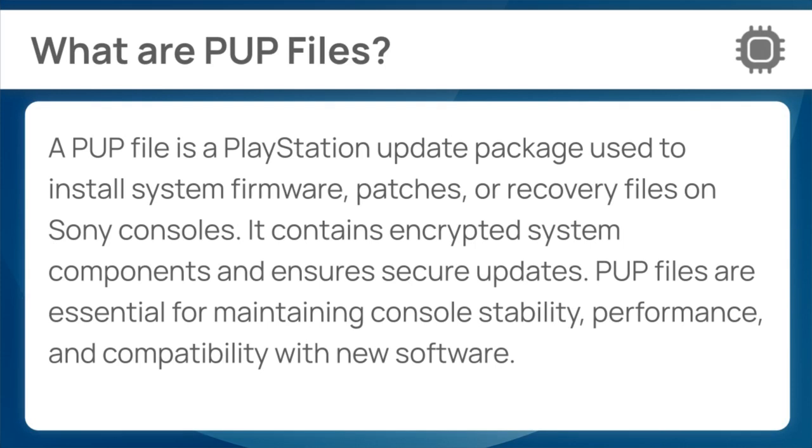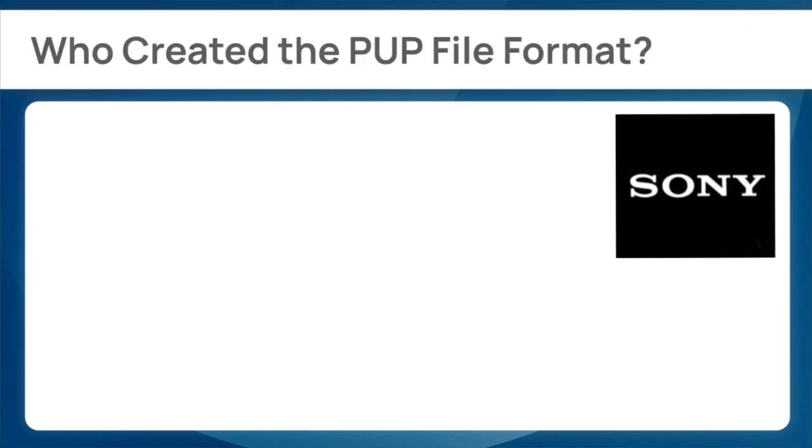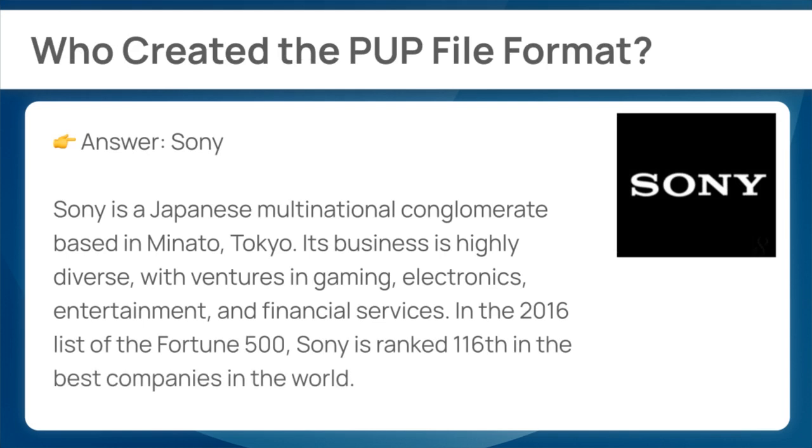The PUP file is a proprietary PlayStation 3, PS3 system update file. It contains encrypted firmware and system software required to update the console. It is not an archive or media file. It is a critical system component. Developed by Sony, the format is closed source and highly encrypted. The file is designed to be read exclusively by the PS3's internal updater and is digitally signed.